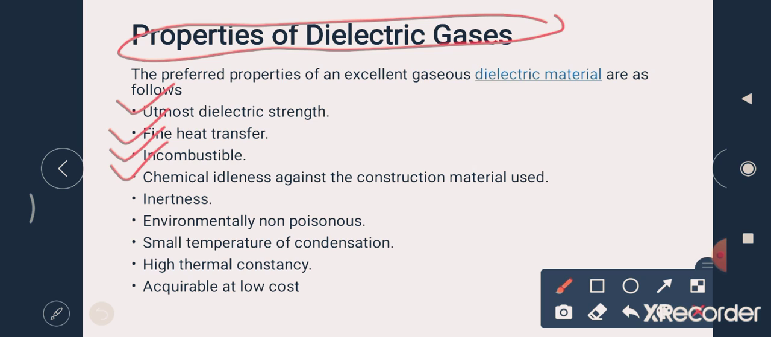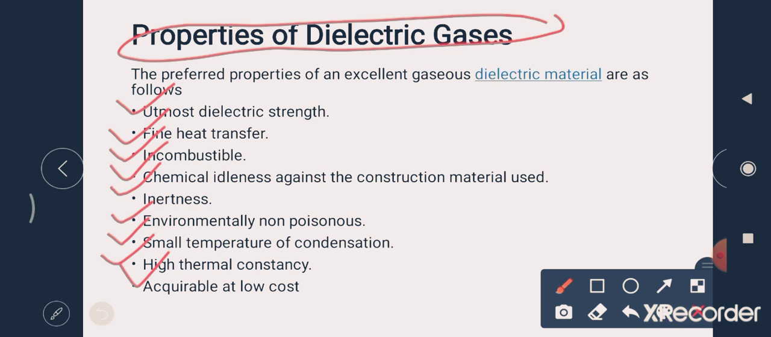Next, it is chemically inactive against the construction material used. Next, it is not chemically reactive. Next, environmentally it is not poisonous. Next, small temperature of condensation. Next, high thermal conductivity and low cost. These are some properties of dielectric gas.